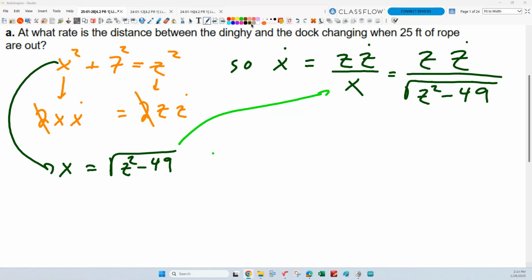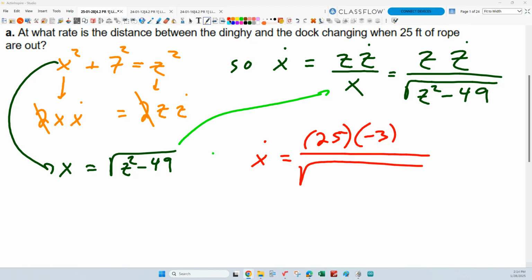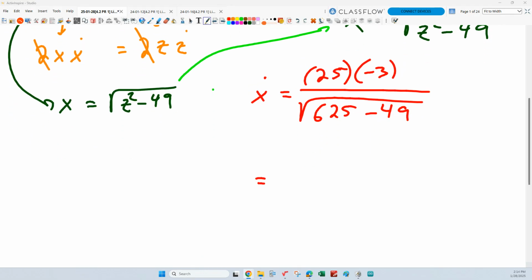Plug and chug. Okay, so if we plug and chug, what do we get? X dot equals, z was 25, right? Z was negative 3. Okay, so we get 25 times negative 3 over square root. What's 25 squared? 625. Minus 49.